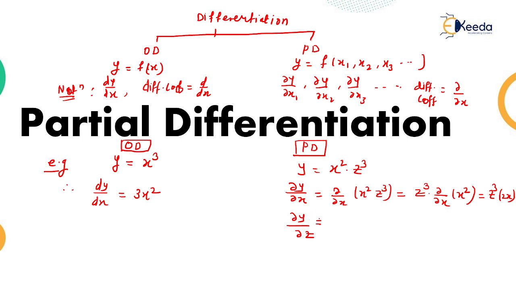Now observe also ∂y/∂z. ∂/∂z of y, which is x square into z cube. We take the differentiation of y with respect to z, keeping the other variables constant. What is the other variable here? With respect to only z we have to calculate. So x square is a constant, and you take ∂/∂z of z cube. The answer is x square into ∂/∂z of z cube, the differentiation of z cube with respect to z, so it will be 3z square.